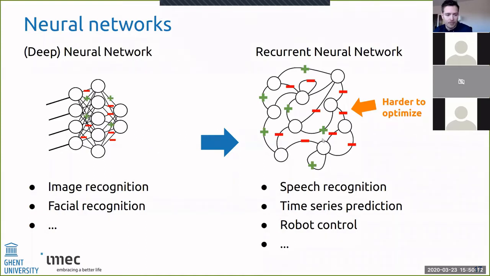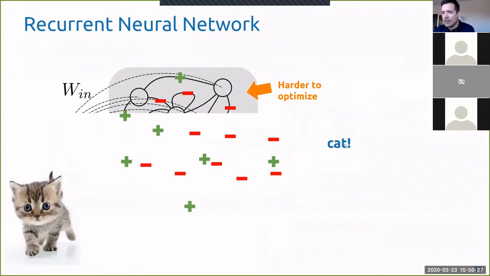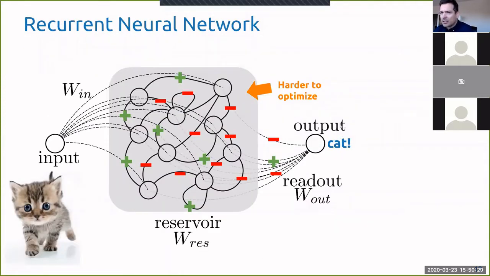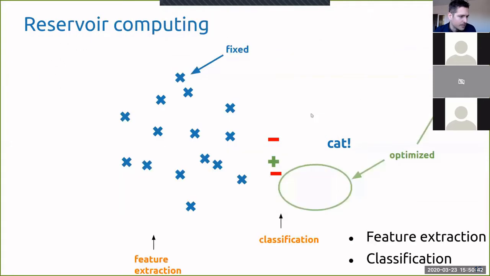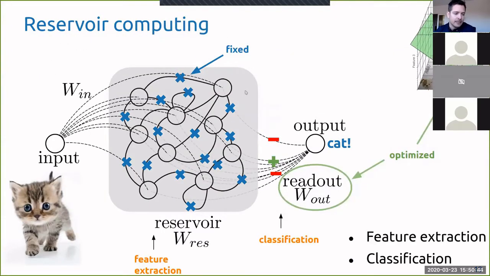But the problem with this kind of network is that it is harder to optimize. It's harder to find a network that makes the right predictions, and it's harder to optimize it correctly. And in the early 2000s, when optimization techniques were not as well developed as now, and when computing power was still a fraction of what it is today, machine learning researchers found an ingenious solution to this problem. And that was basically, let's not optimize anything that has feedback. And this is basically the definition of reservoir computing.